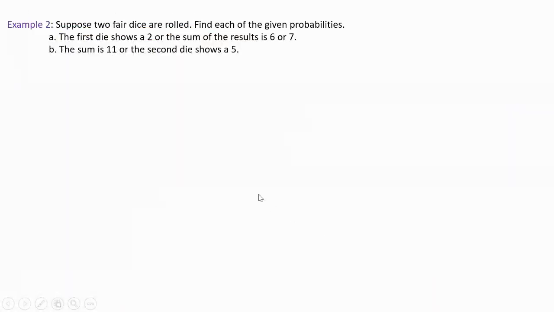Okay, let's actually do some of the homework from here. Example 2. Suppose 2 fair dice are rolled. Find each of the given probabilities.